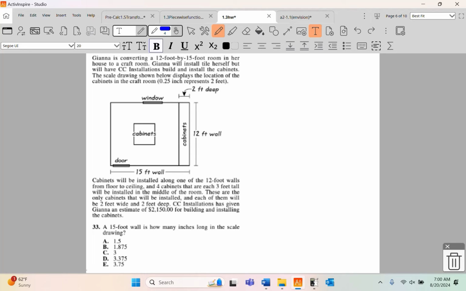So one day when you're older and you're remodeling your house, you might refer back to this question. I don't know. Jana is converting a 12 by 15-foot room in her house to a craft room. You'll do this for your wife one day.